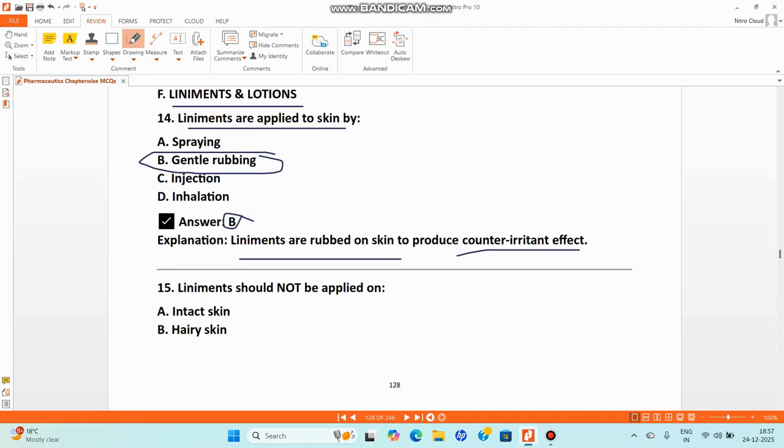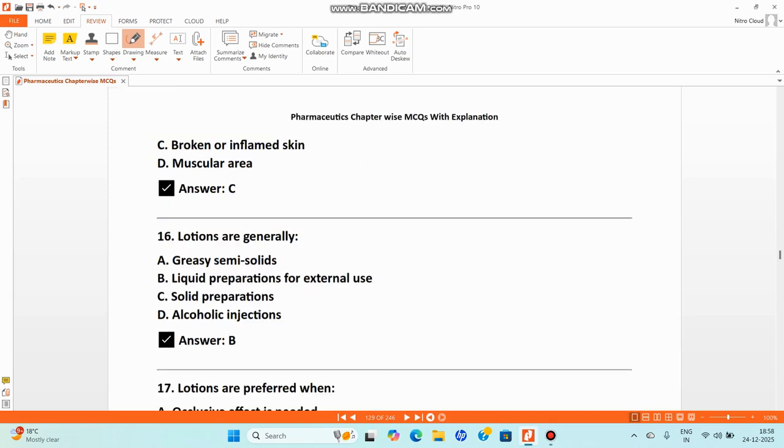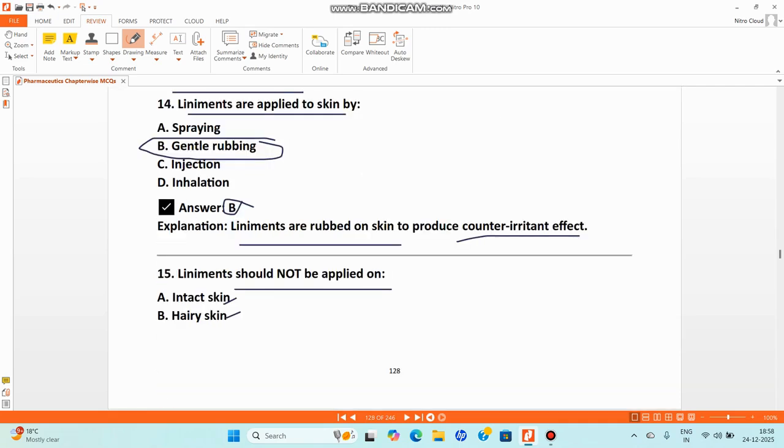Liniment should not be applied on intact skin, hairy skin, broken skin, or muscular area. The answer will be C, it is broken skin. So liniment should not be applied.